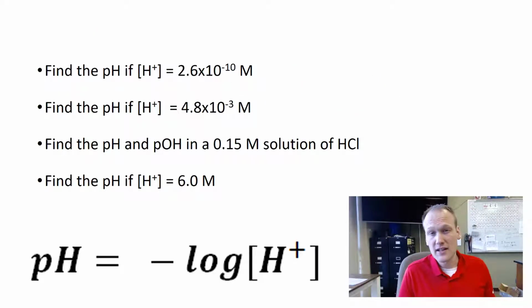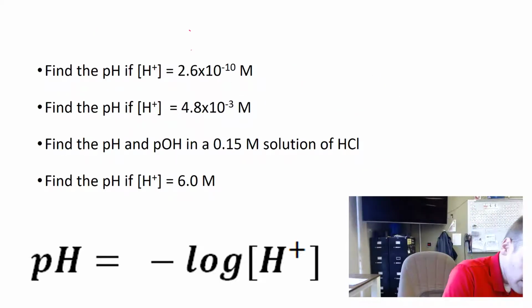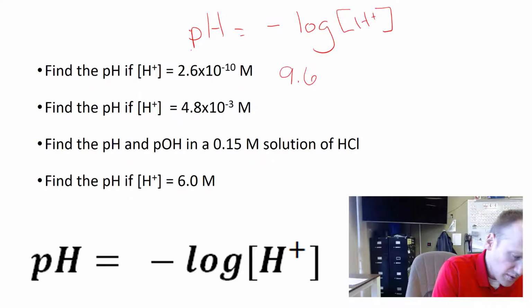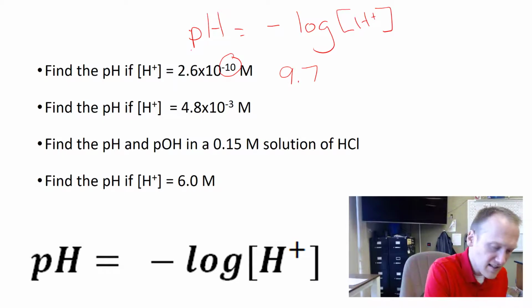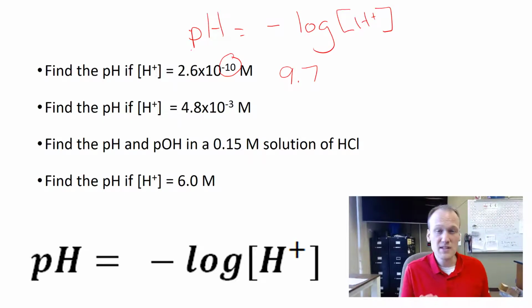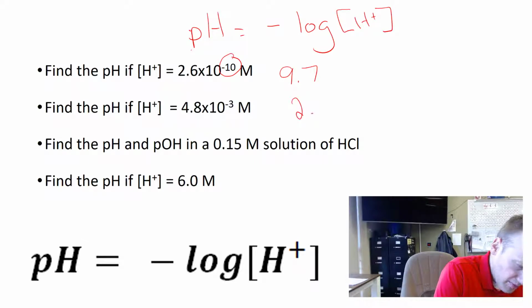We can also calculate the pH from these numbers. The equation you'd look for here is pH equals the negative log of the concentration of H plus ion. So for this one, we get a pH of 9.7. This makes sense because we can see that our exponent is negative 10, which means the pH should be around 10. The pH here is 2.3.